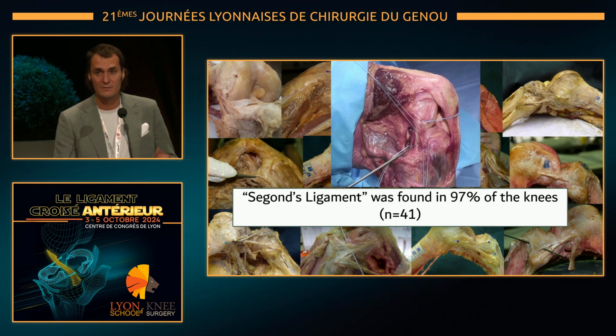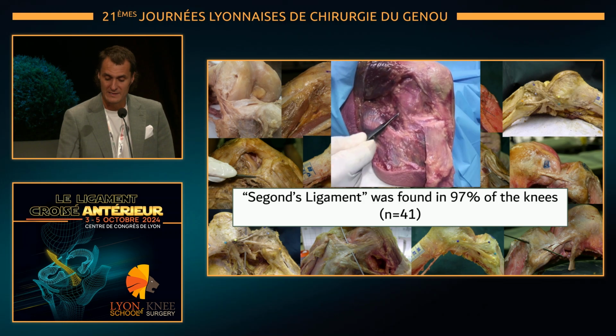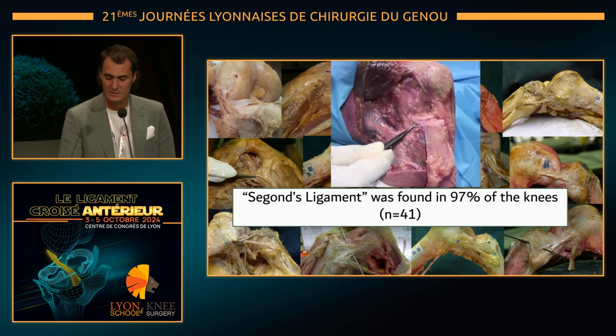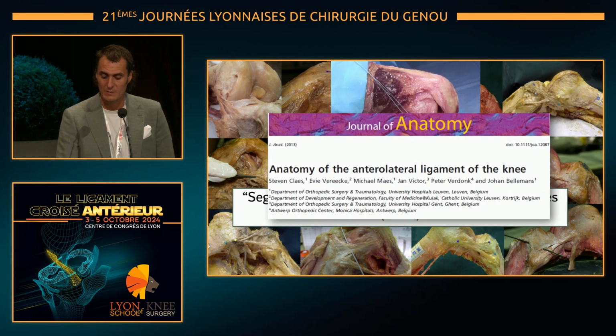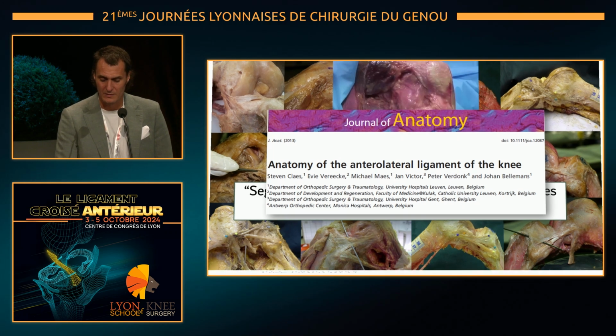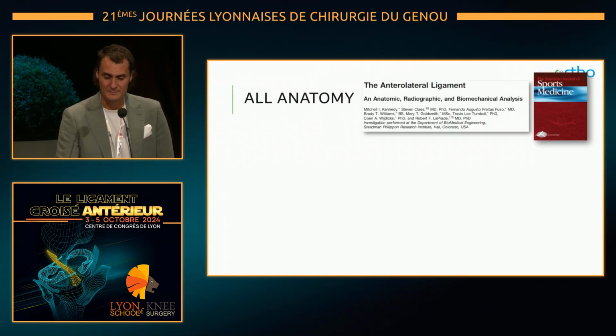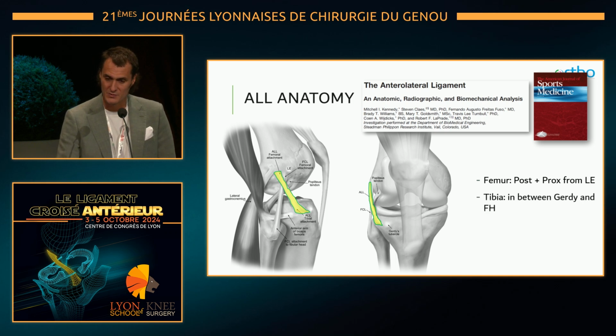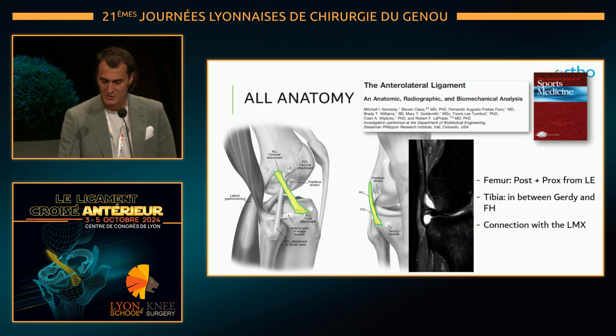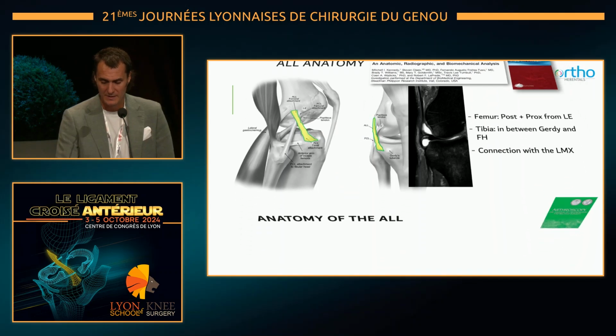And as you can see on the video, the ligament becomes tense during internal rotation, and it runs from the lateral epicondyle in the direction of the anterolateral tibia. So we published this in the Journal of Anatomy, and later on we published a similar series together with Dr. LaPrade in the American Journal of Sports Medicine. Once again, the femoral origin of this ligament is posterior and proximal to the lateral epicondyle, while the tibial insertion is in between Gerdy's tubercle and the fibular head. We also described this connection with the lateral meniscus.